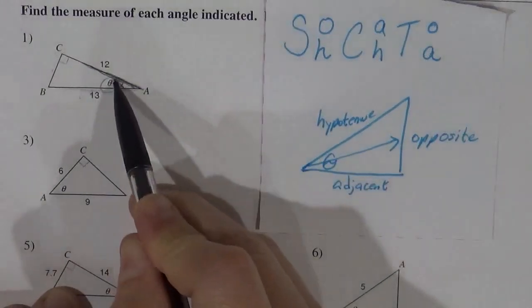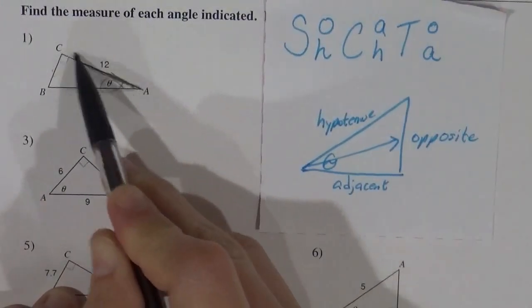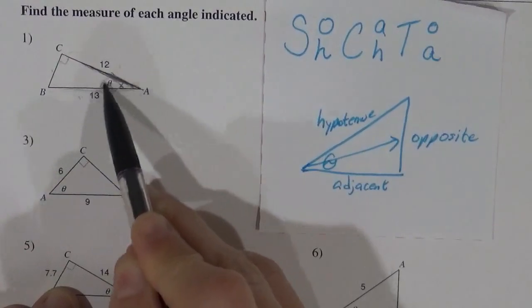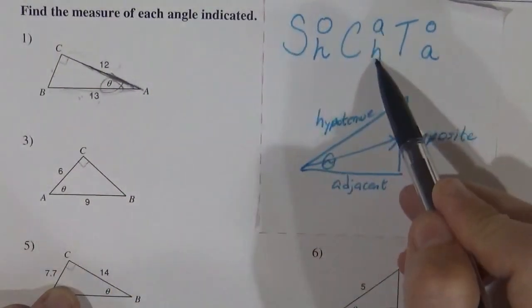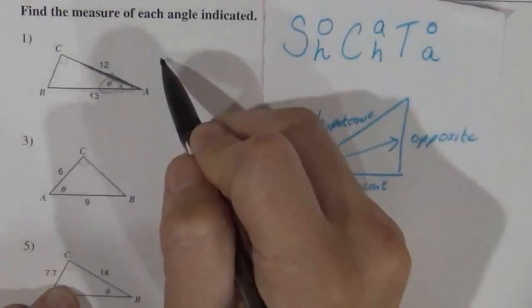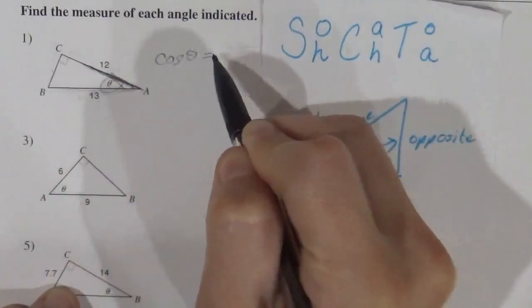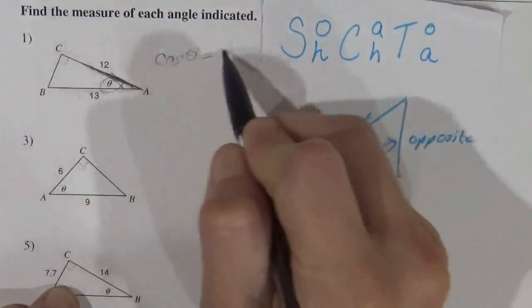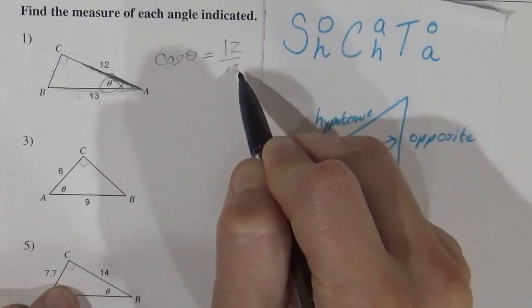Alright, so this is the angle we're trying to find, this is the leg adjacent to it, and this is the hypotenuse. So adjacent and hypotenuse, we're dealing with the cosine. So the cosine of my angle is equal to adjacent over hypotenuse, so 12 over 13.